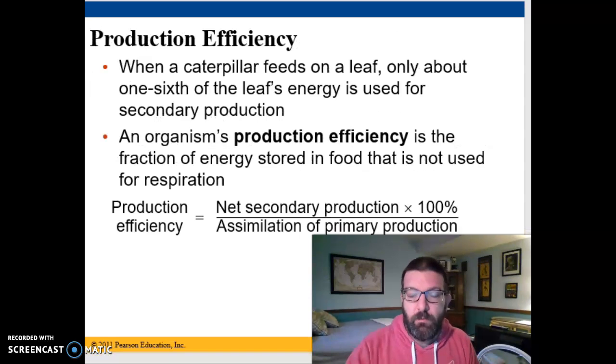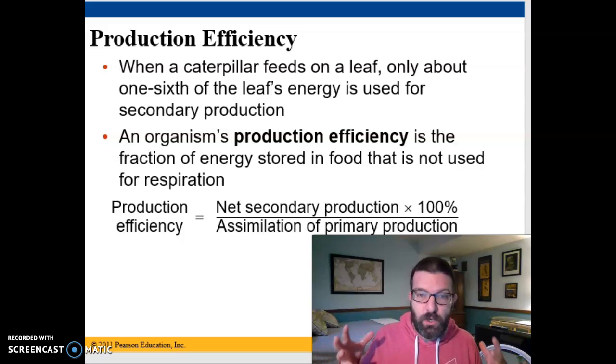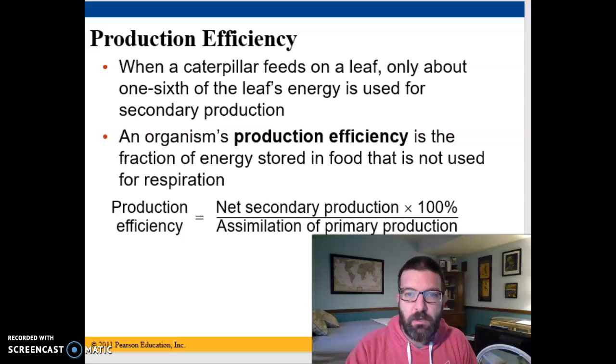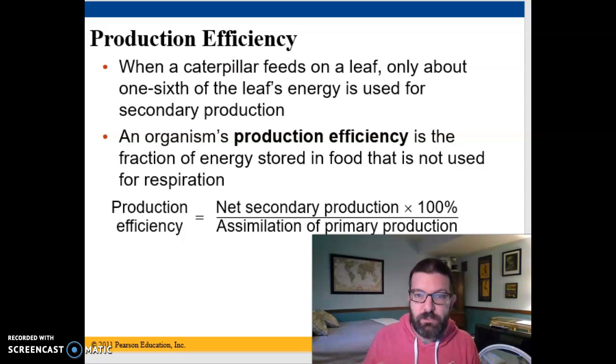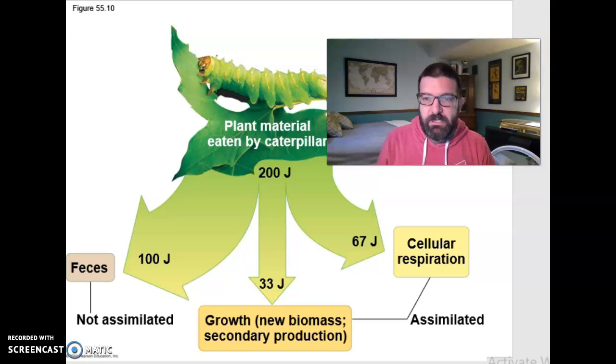Why is that? Well, it's because our production efficiency is not 100%, right? It's essentially because a lot of the energy that you acquire by eating the trophic level below you is then used for cellular respiration, and a lot of that is lost then as heat. So when a caterpillar feeds on a leaf, about 1/6 of the leaf's energy is used for secondary production. The rest is used for other things. And so production efficiency is this net secondary production over the assimilation of primary production, and then times 100% to get your percent. And it might be easier to look at this visually.